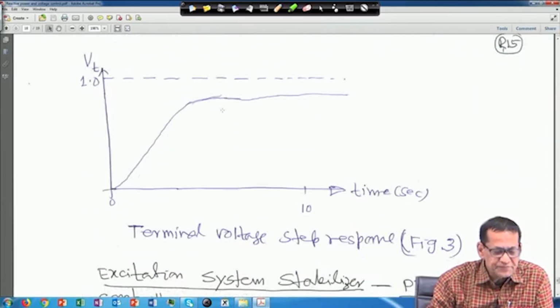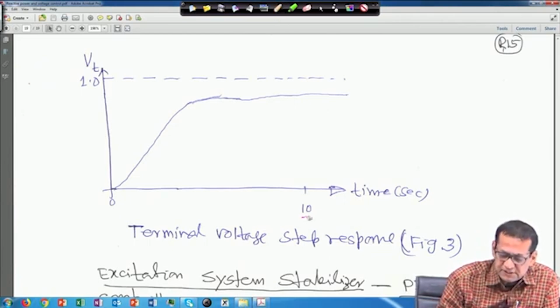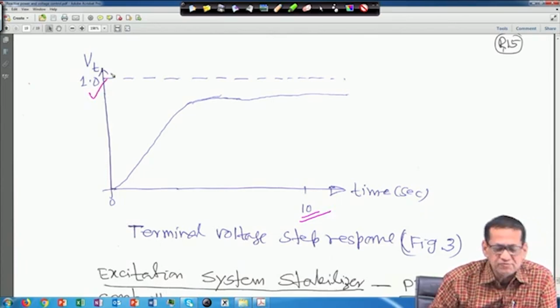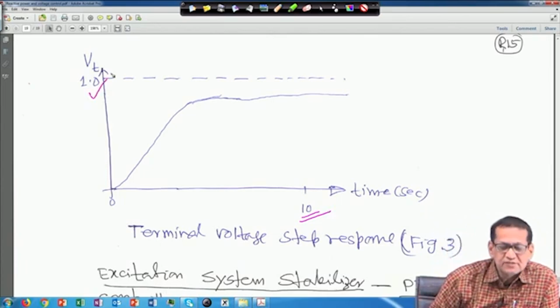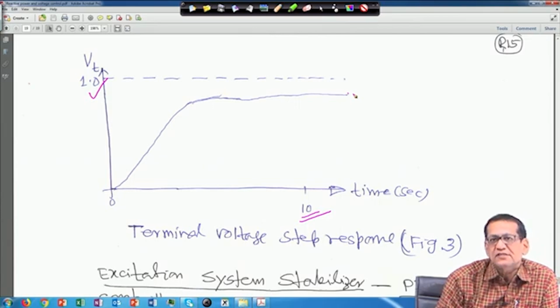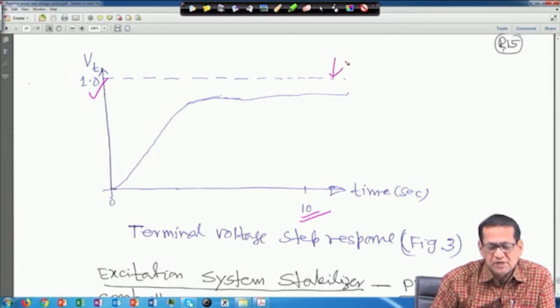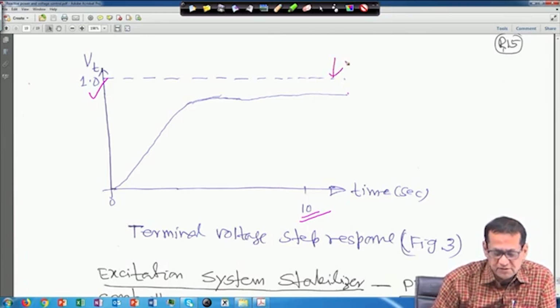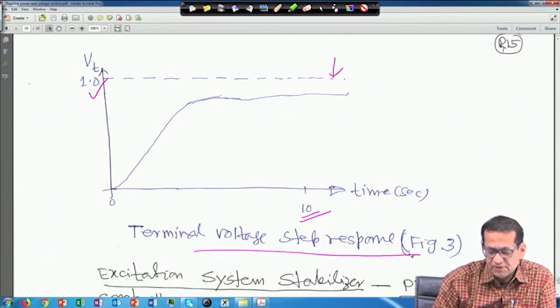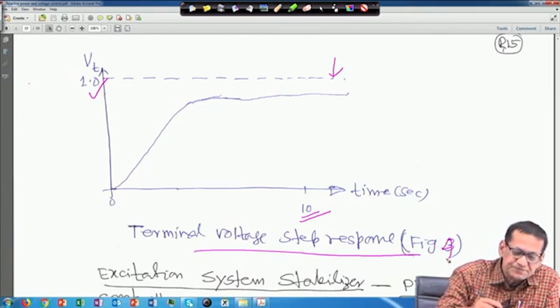Now, if you plot that terminal voltage Vt, it is up to 10 seconds and this is Vt equal to 1.0. You will find that there is no overshoot here, but it is settling to some value, nearly 0.9. We have seen that it is 0.909. So, it is 1.0, but still not achieving 1.0, it is showing 0.909. This is the terminal voltage step response. I think it will be figure 4, not figure 3, the previous one was figure 3.